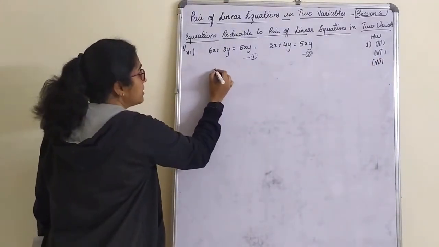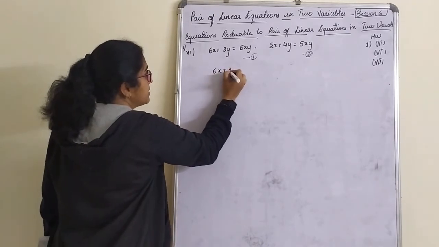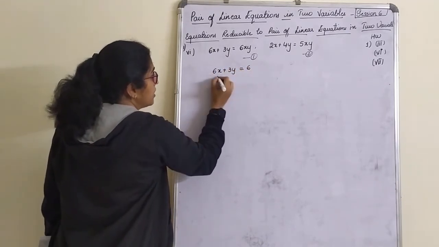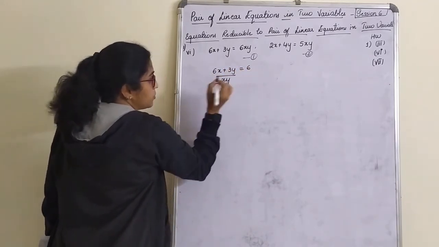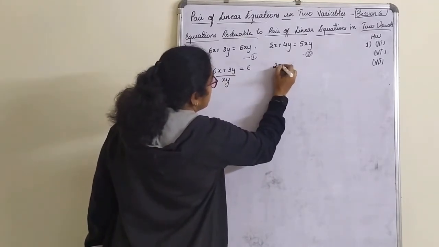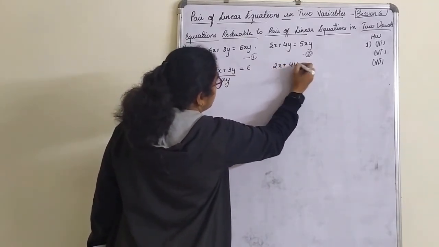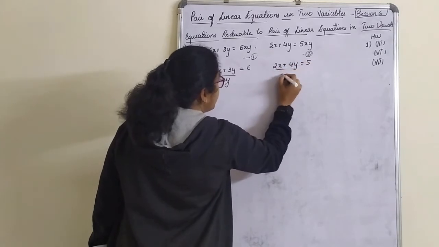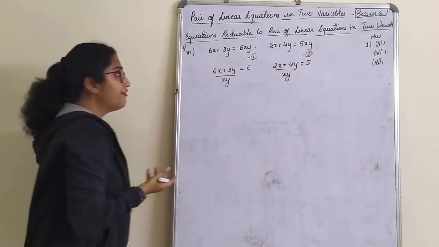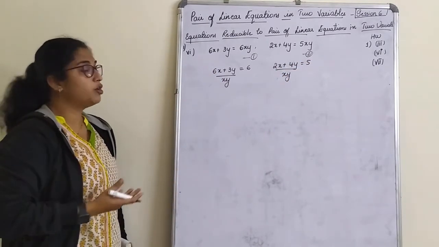So what I'll do here is now 6x plus 3y is equal to 6 divided by xy, and 2x plus 4y is equal to 5 divided by xy. Further, I will not tell you what to do. You all know it better.